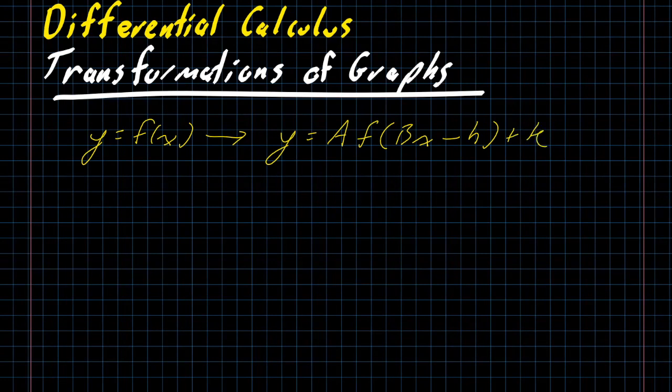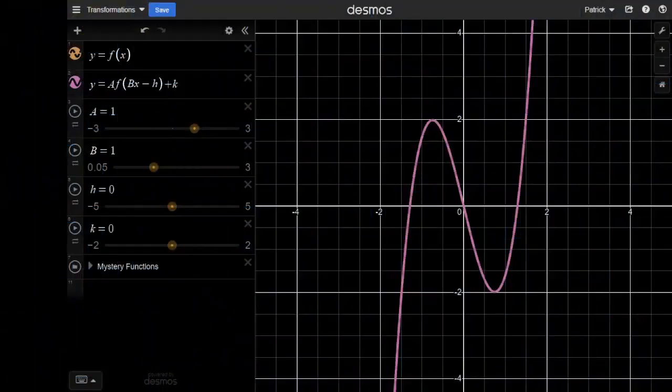In general, what we're looking at is if we know what the picture y equals f of x looks like, can we figure out what the picture of something more complicated, y equals a times f of (bx minus h) plus k looks like? And that is every bit of complexity we can possibly put into this. And I have prepared something in Desmos for us on just that.